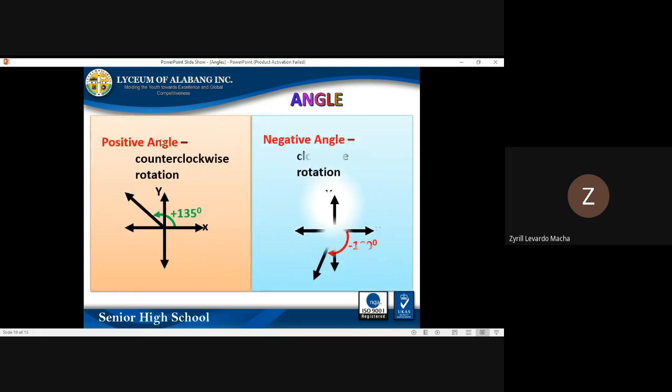So, kapag positive yung angle, yung rotation niya ay counterclockwise. As you can see here, counterclockwise. So, positive siya. Kapag clockwise naman yung rotation, that will be a negative angle. Again, I will repeat. If it's a positive angle, the rotation is counterclockwise. And if it's a negative angle, the rotation is clockwise.